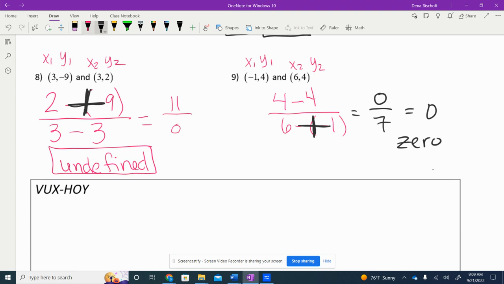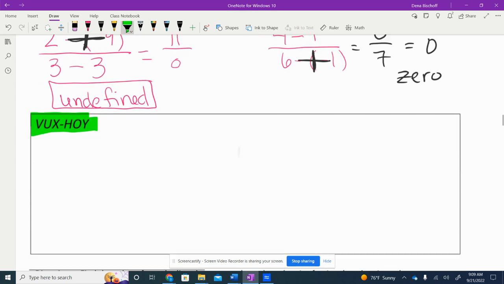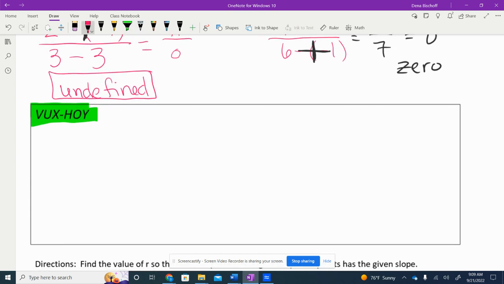So I have this little thing right here that says VUX, right? What does that mean? What am I talking about? Well, a vertical line has undefined slope, and it's written like x equals some number.